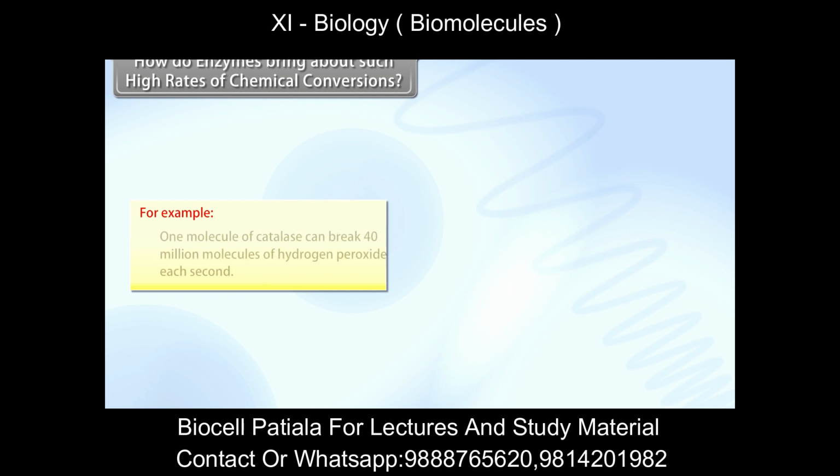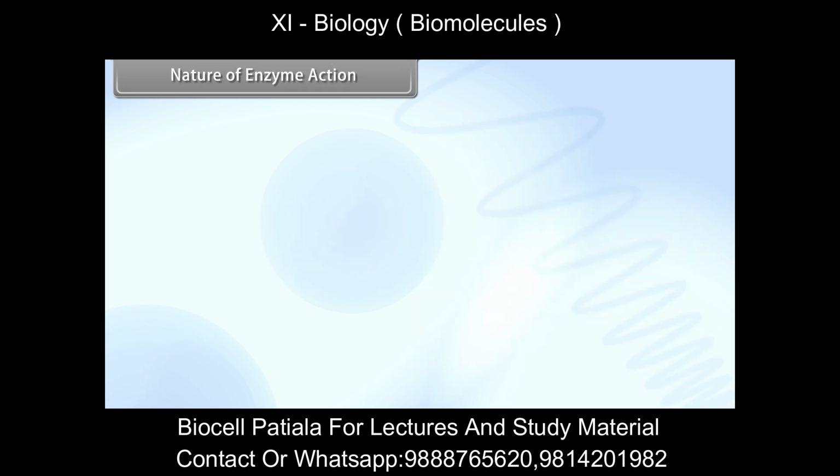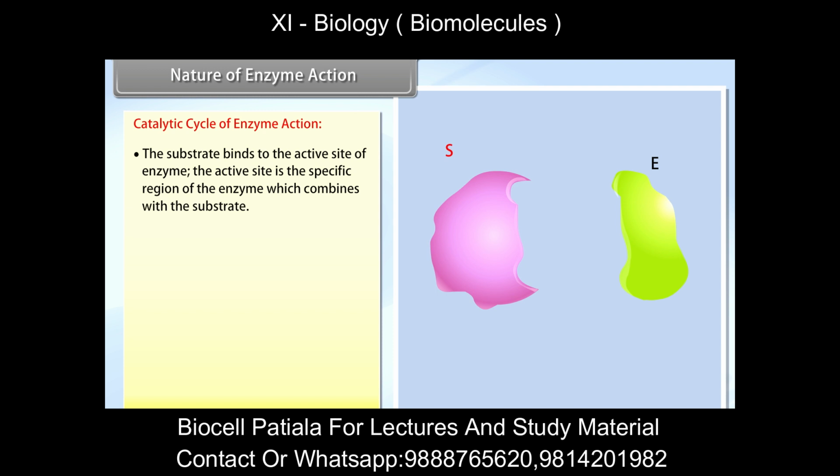For example, one molecule of catalase can break 40 million molecules of hydrogen peroxide each second. Nature of enzyme action. Catalytic cycle of enzyme action. The substrate binds to the active site of the enzyme.